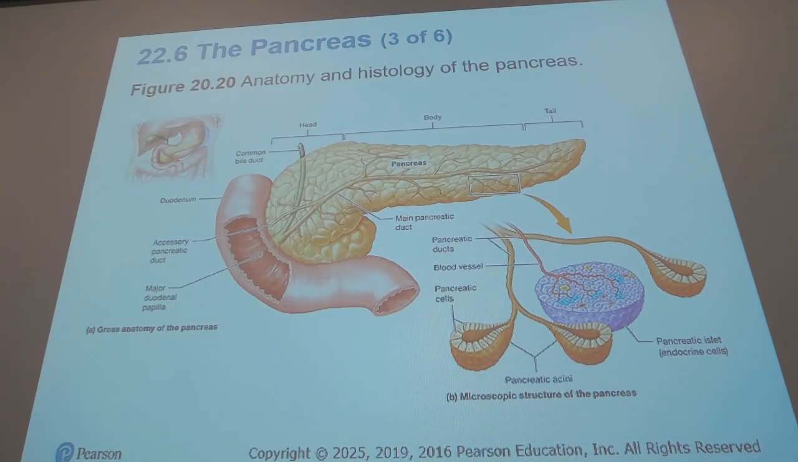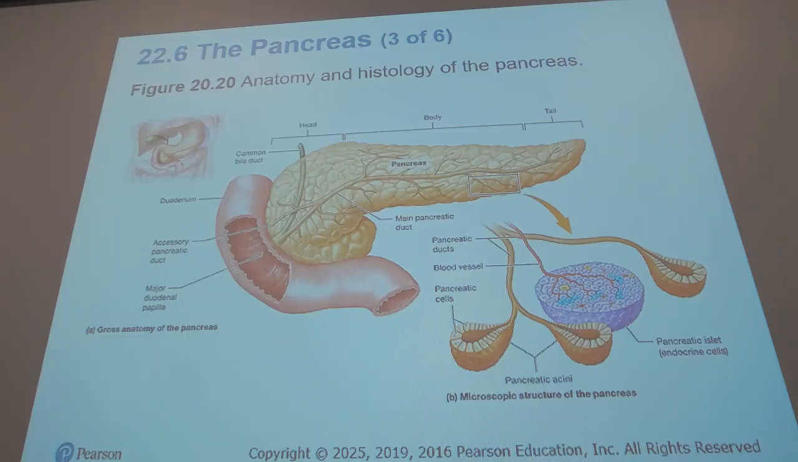Accessory glands, the pancreas. The pancreas has a hammer shape. This is the head, this is the body, which is the largest part, and it has a tail. This tail of the pancreas is intraperitoneal, while the rest is extraperitoneal, retroperitoneal, I should say. The pancreas is a mixed gland, so it's part endocrine, part exocrine.